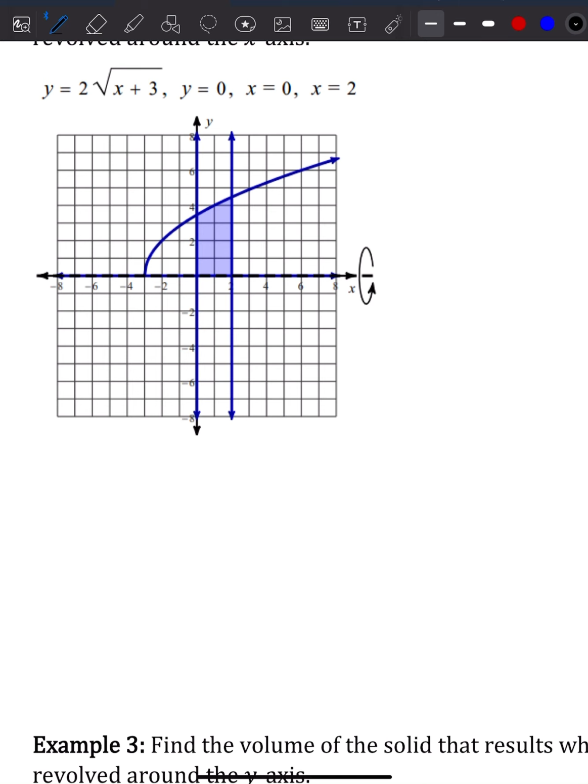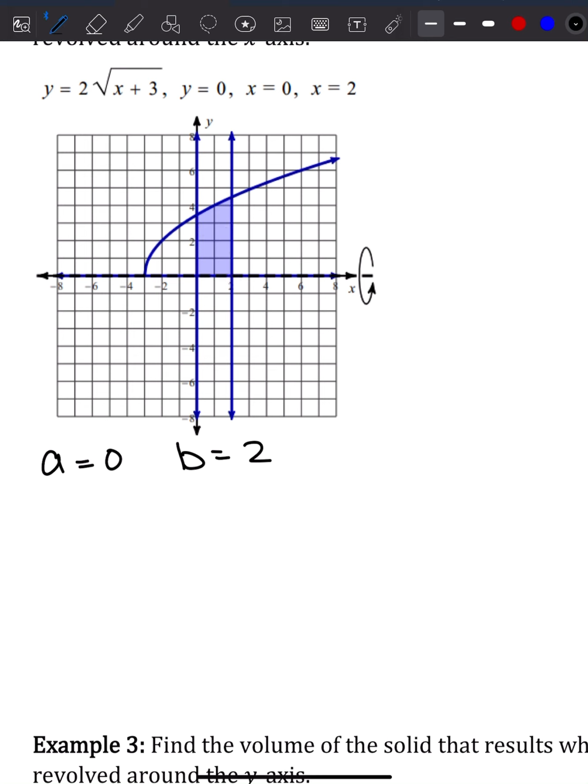So y equals 0 tells us we're not going below this line here. X equals 0 tells us we're not going to the left of this line at all. X equals 2 tells us we're not going to the right of this line at all. So those three things are telling us the bounds of our function. So I can tell right now, a, our lower bound is going to be 0. B, our upper bound is going to be 2 because we're going from 0 to 2.